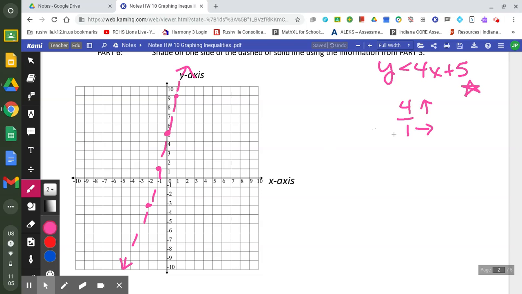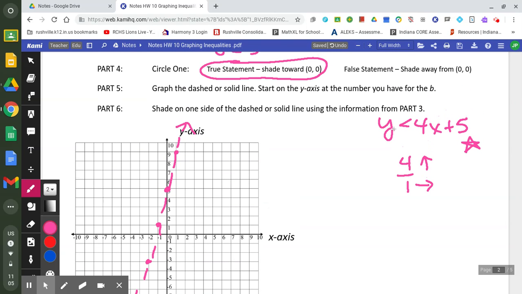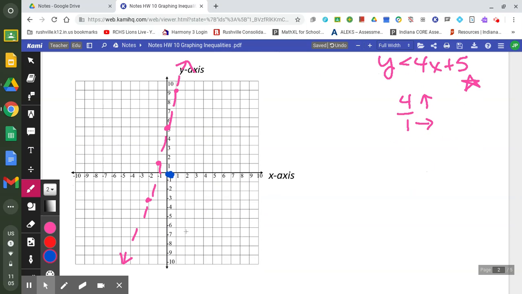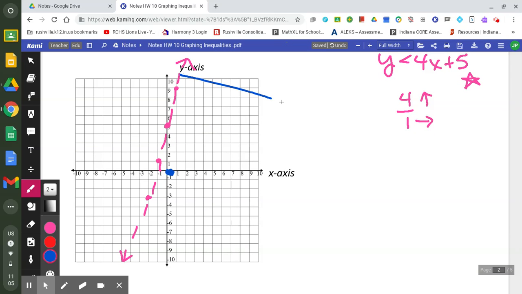And then my shading, I can go back up to part 4, and it was a true statement. So I'm going to shade where the 0, 0 is, which is right here. So that means my shading is here.